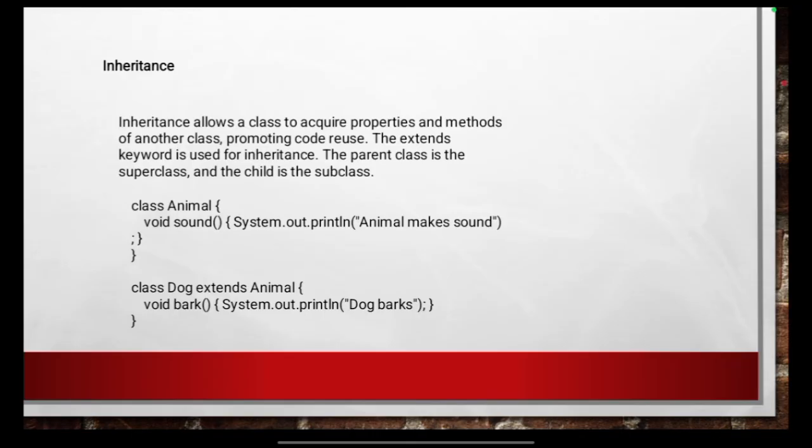Polymorphism support. Through inheritance, Java supports polymorphism, allowing one interface to be used for different data types. This structure also maintains a logical hierarchy. Dog is a type of animal. This mirrors real world relationships, making code more intuitive and easier to understand.